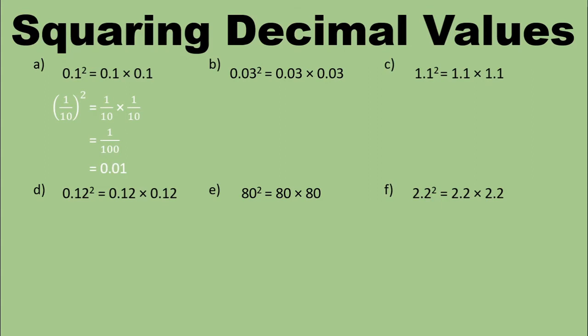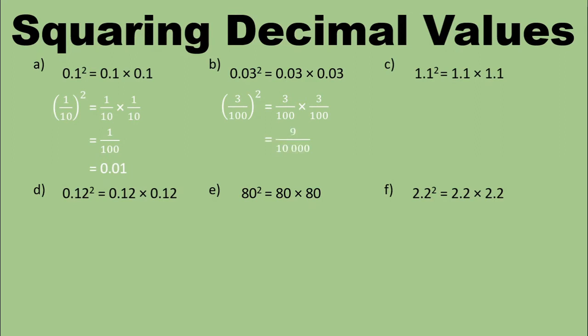Now 0.03 is 3 in the hundredths position. So this is 3 hundredths times 3 hundredths. That means 3 times 3 over 100 times 100. 3 times 3 is 9, and 100 times 100 is 10,000. There are 2 zeros in 100, so 100 times 100 will give me an answer with 4 zeros in it.